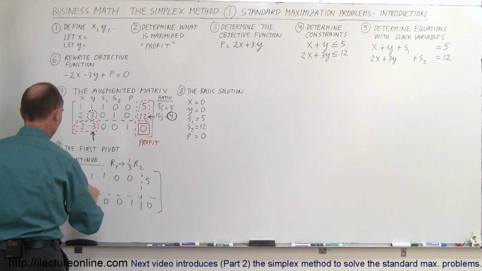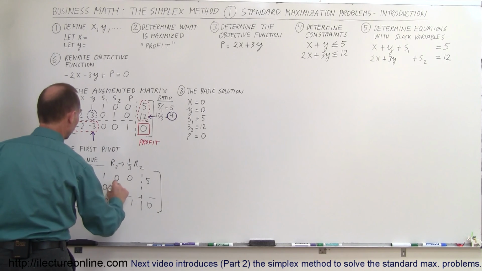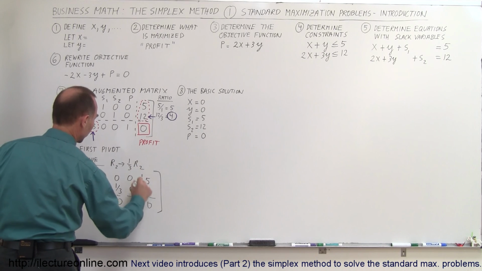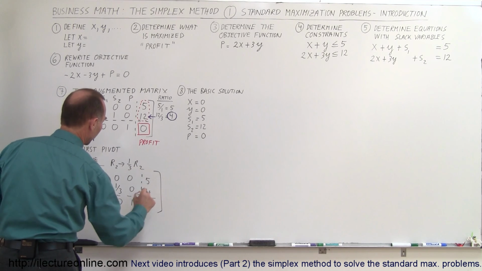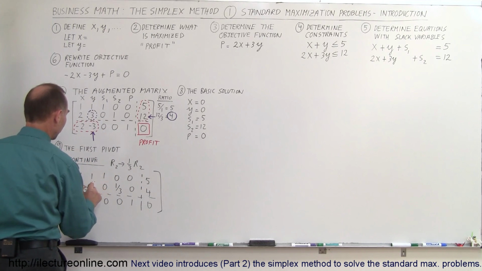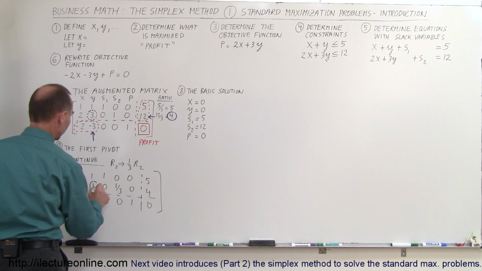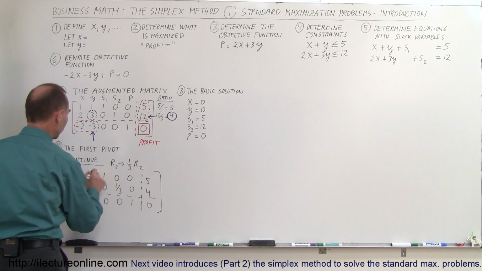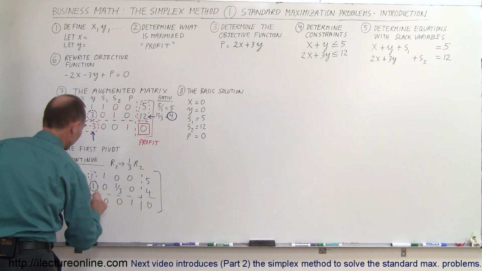So we get 2/3, we get 1, we get 0, 1/3, 0, and 12 divided by 3 is 4. So now we have our pivot point right here. So let's go ahead and circle that. And now you want to get these two numbers to go to 0.